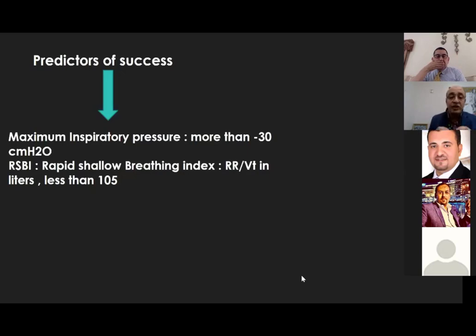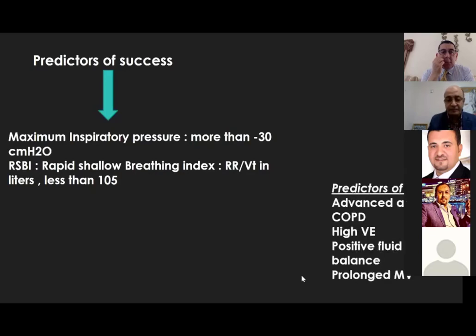If you are in a spontaneous breathing mode with a pressure support of 5 to 8 centimeter inspiratory pressure, and PEEP of 0 to 5, preferably 0, this is a spontaneous breathing trial, or tube compensation mode, then the ventilator will give you the respiratory rate and will give you the tidal volume, and some machines also calculate the RSBI for you. A number of less than 105 is a very good predictor of weaning success.